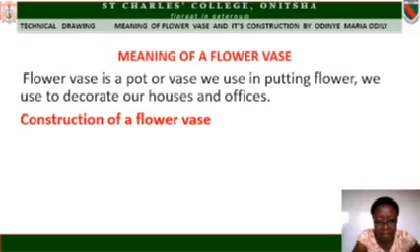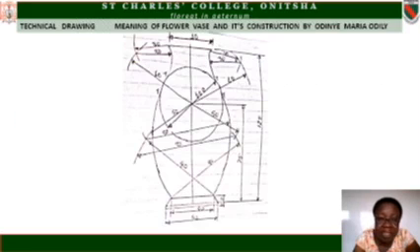Construction of flower vase. In constructing a flower vase, we make use of principles of tangency, which we discussed in our previous lesson. We have 3 principles of tangency in use. 1. To join an arc with a straight line, 2. To join 2 arcs externally, 3. To join 2 arcs internally. We apply these principles in constructing the flower vase, showing the arcs, and also in constructing the spanner, which we did in a previous lesson.